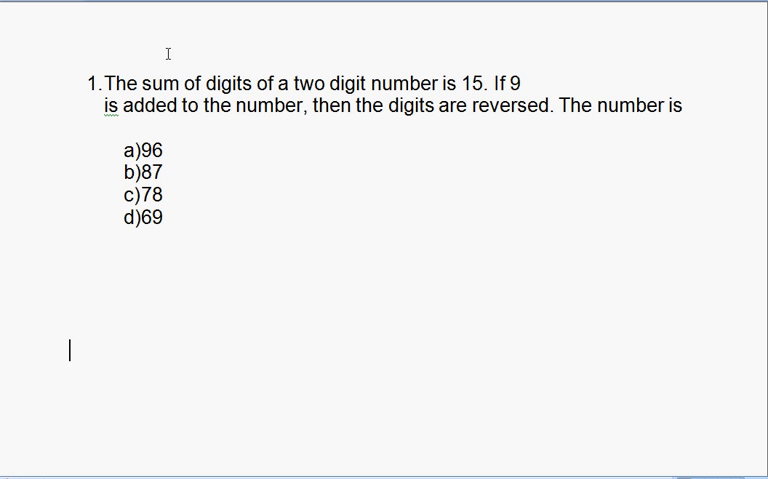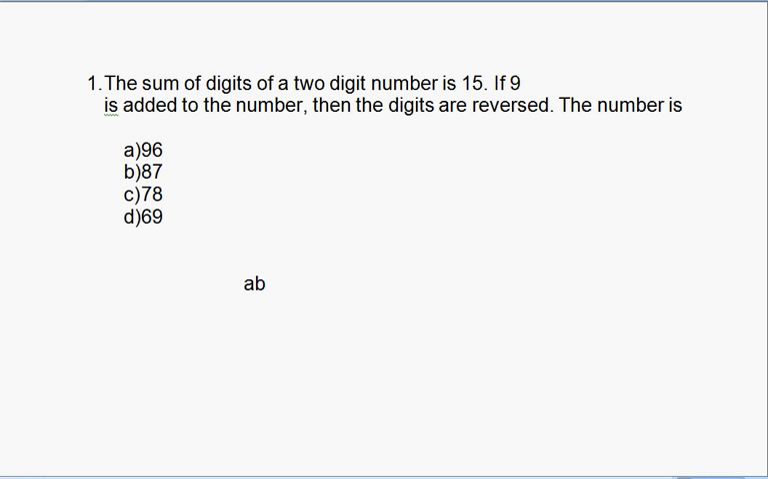Question number 1 says the sum of the digits of a two digit number is 15. If 9 is added to the number, the digits are reversed. What is the number? The best way out is to do it through options, but if we don't know how to do it through options, let's see how we do it using algebra.